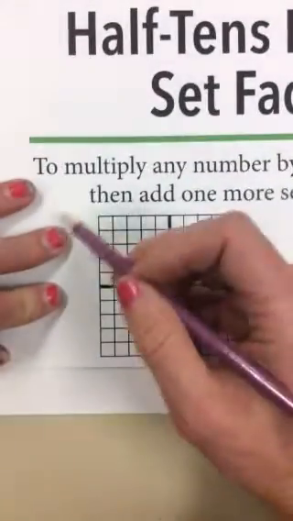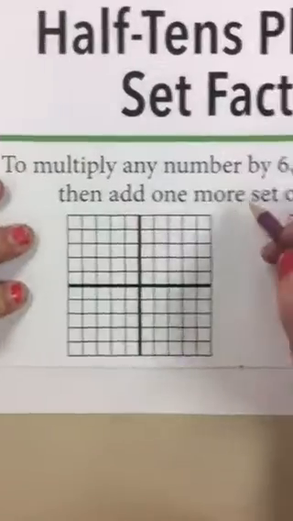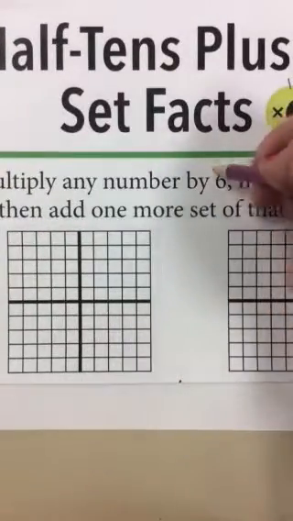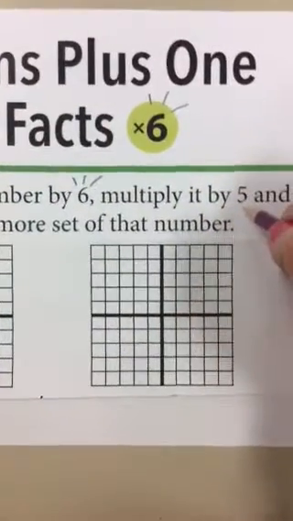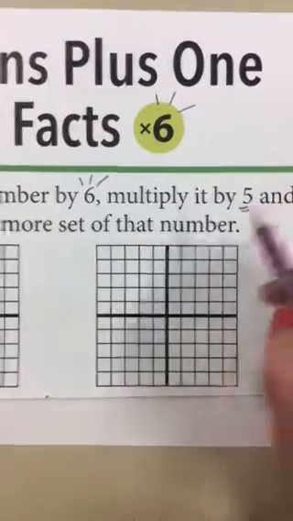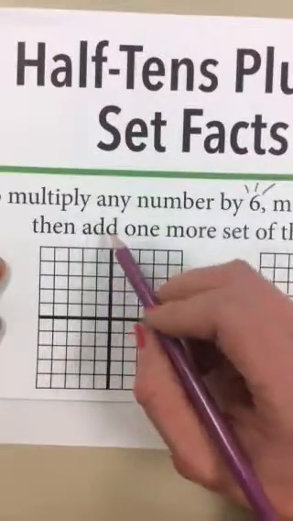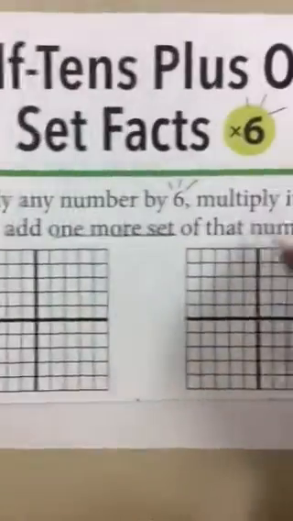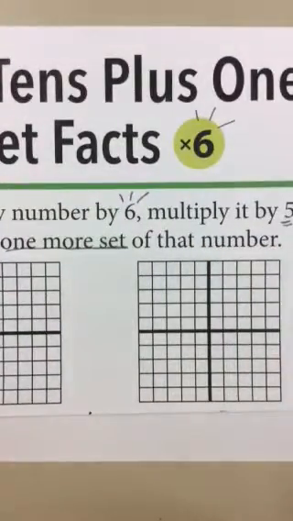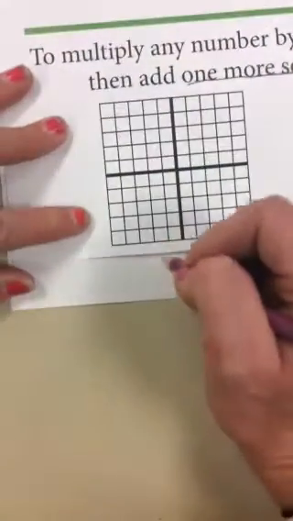Okay, let's see what happens to multiply any number by 6. There you have it. Multiply it by 5, and then add 1 more set of that number. All right, well, okay. Let's try.